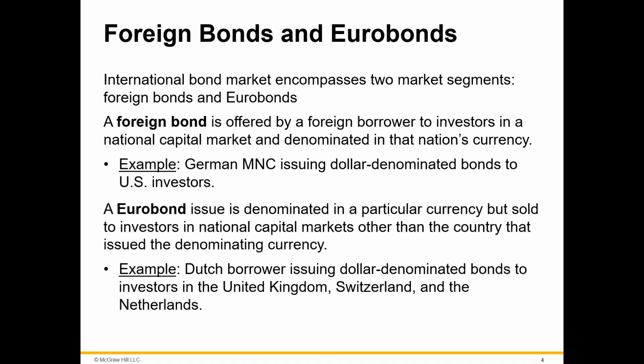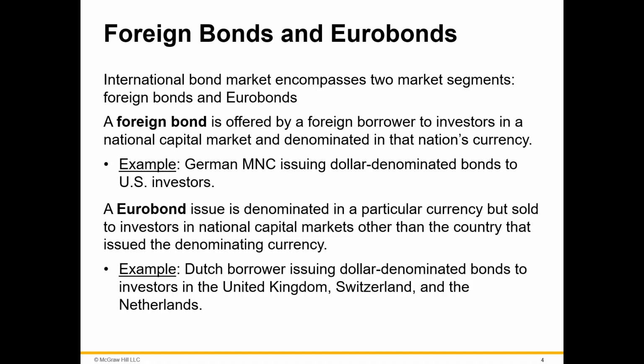So let's talk about some terminology. A foreign bond is a bond offered by a foreign borrower to investors in a national capital market and denominated in that nation's currency. Okay, so if I'm a German multinational and I'm issuing dollar bonds to U.S. investors, right, that's a foreign bond.